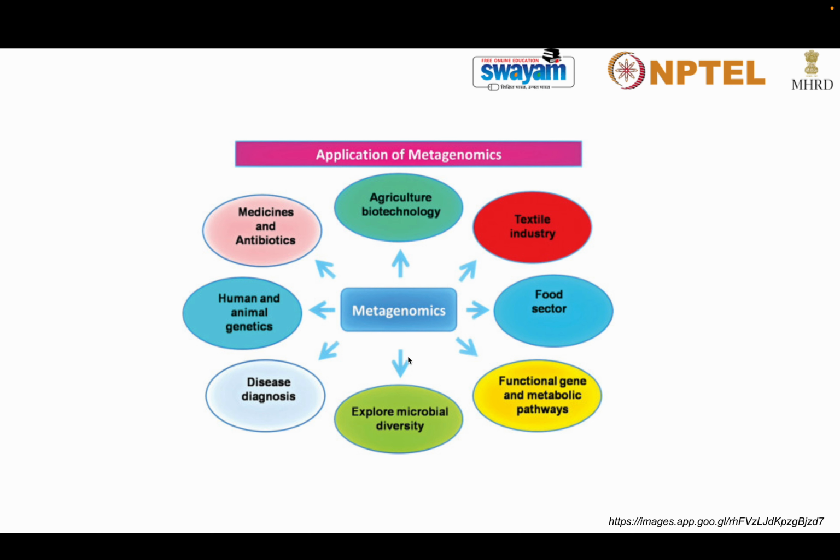Now, these are a few applications of metagenomics. Metagenomics can help in agriculture, biotechnology, textile industry, food sector, functional gene and metabolic pathways, exploring microbial diversity, disease diagnosis, human and animal genetics, and medicine and antibiotics. So in these fields, metagenomics is generally used, it is applied, and it is helping in these fields.